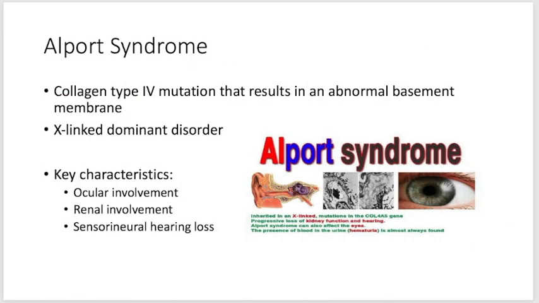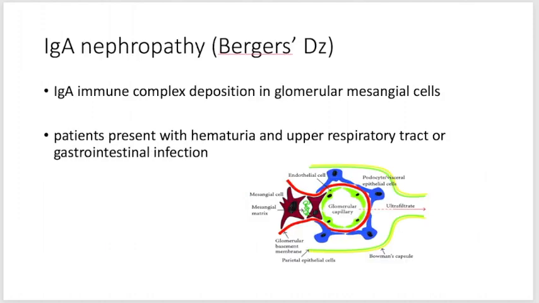Alport syndrome, this is a collagen type 4 mutation that results in an abnormal basement membrane. This is an X-linked dominant disorder. Key characteristics are that there is ocular involvement, renal involvement, and sensorineural hearing loss. So 85% are this X-linked, but there is autosomal recessive and dominant Alport syndrome as well. And that mutation is for the genes encoding the type 4 collagen, which is a major component of the glomerular basement membrane, and due to those mutations, that's going to result in issues with the podocytes, the endothelial cells of the normal basement membrane.